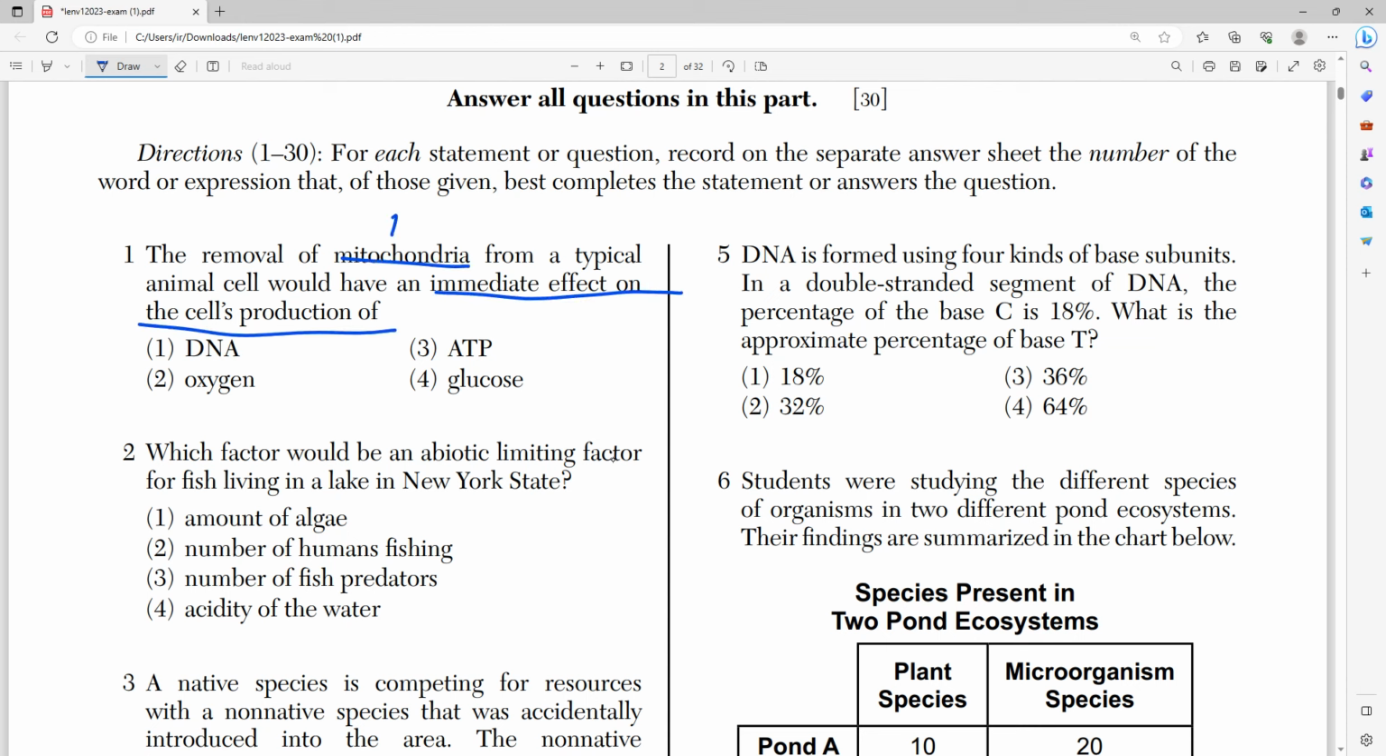Whenever you see mitochondria, what does the mitochondria do? Cellular respiration, aka it's the cell's main producer of ATP. In animals and in plants, mitochondria make the energy, make the ATP. Choice number 3, oxygen and glucose, that's produced by plants. It's asking us about an animal cell, and DNA is produced mainly in the nucleus.